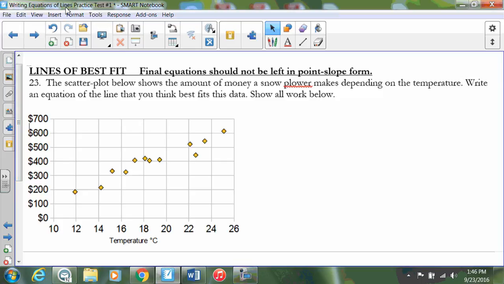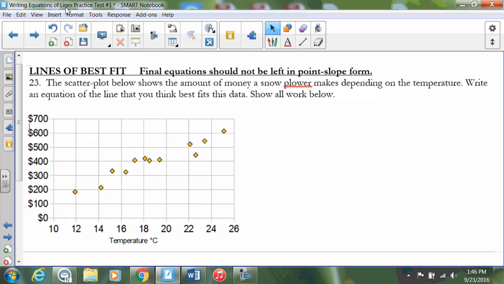26 minutes in, we're down to our last section, lines of best fit. And so this scatter plot represents the amount of money a snow plower makes depending on the temperature. So that looks good, right? Higher temperature, I guess. More snow, less ice. I'm not sure really what we can interpret or analyze from this.